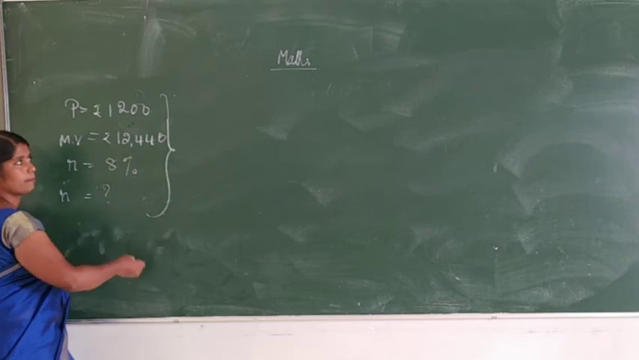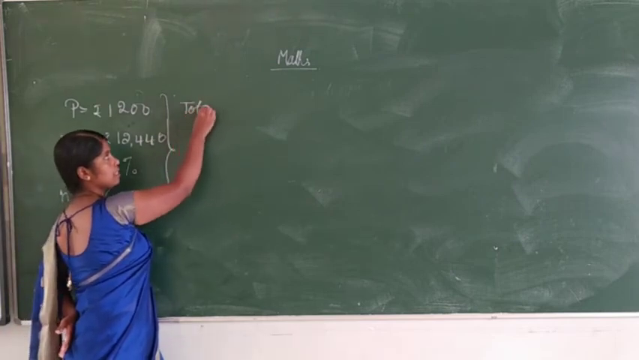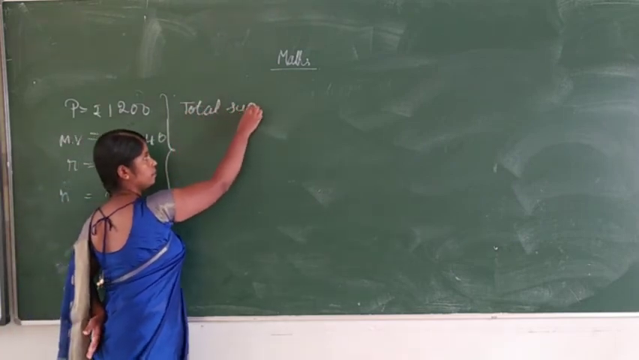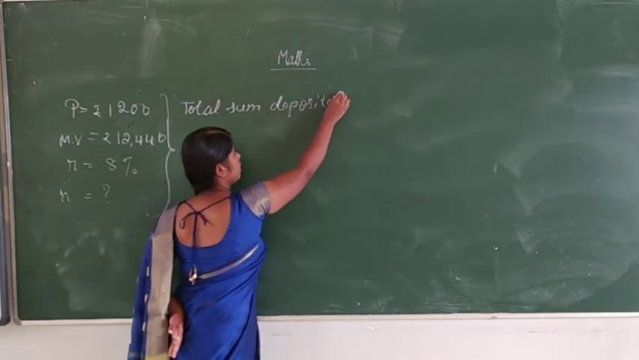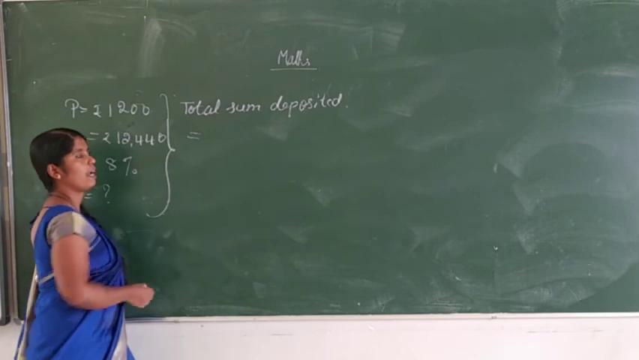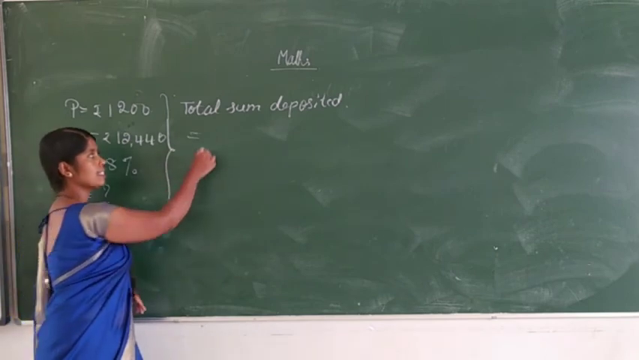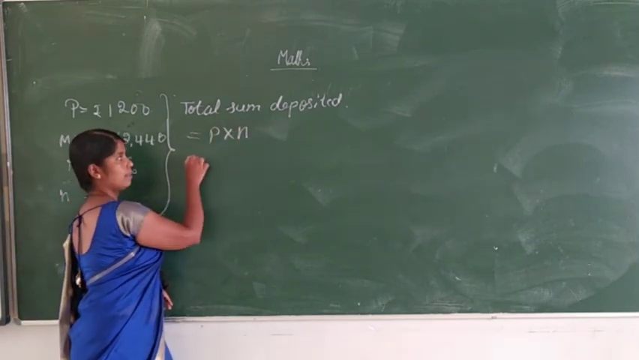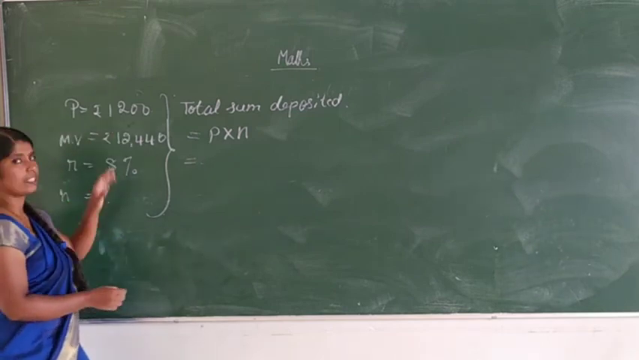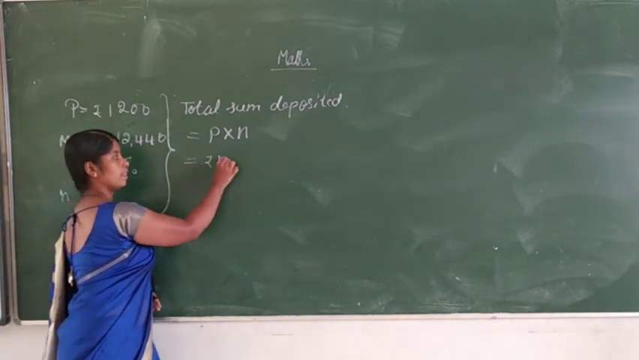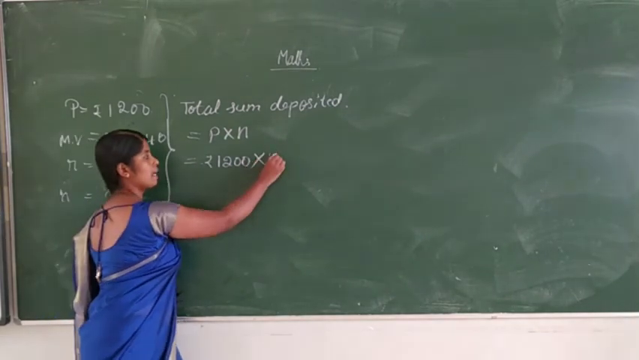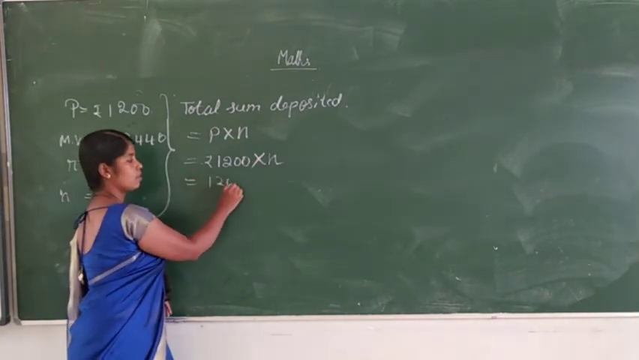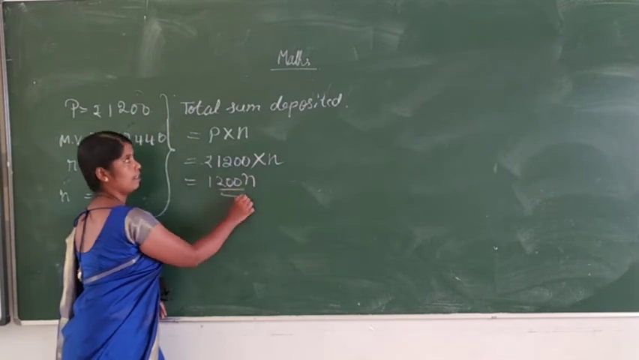First, we write what is the total sum deposited. The formula to find out total sum deposited is P into N. P value is 1200 into N value, we don't have. So this is 1200 N.